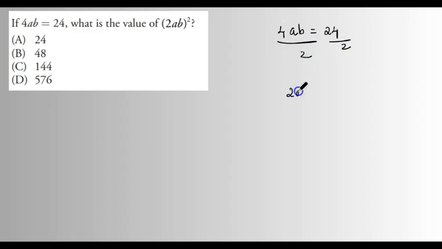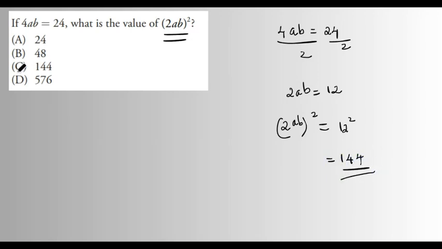This side will give me 2ab and that side will give me 12. Now taking the square on both sides, because we have to find 2ab the whole square. So (2ab) squared is equal to 12 squared, which will give me 12 times 12, which is 144. So your answer is going to be option C.